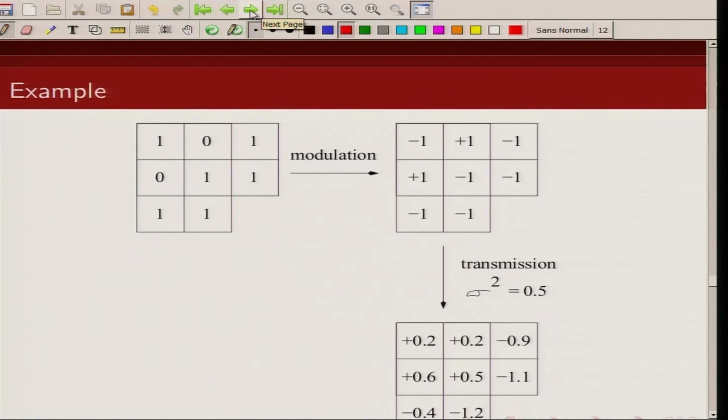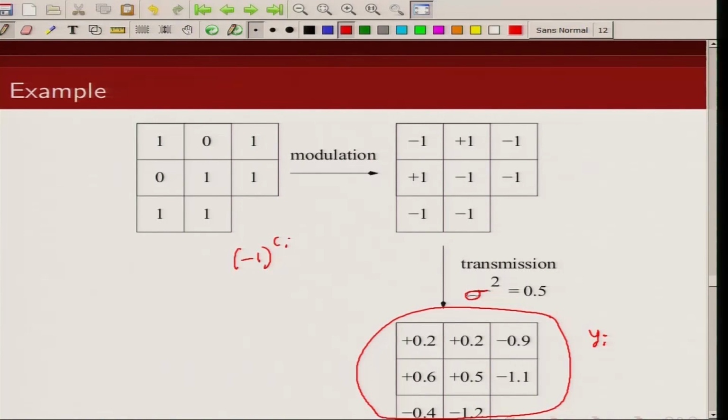Now, after modulation, because we were mapping them as (-1)^Ci, 1 is getting mapped to -1 and 0 is getting mapped to +1. So, these are the modulated bits, and the noise variance was 0.5. So, what we get is these received values. So, these are my yi's.